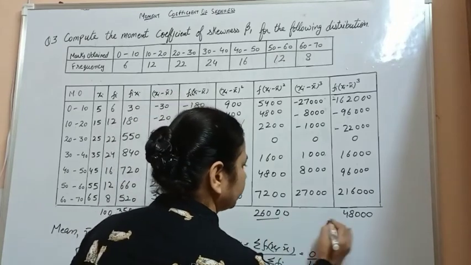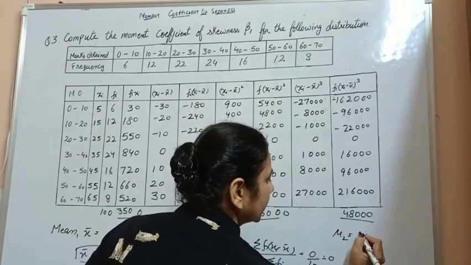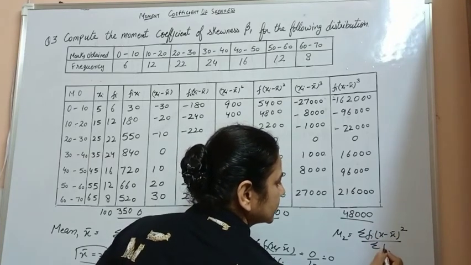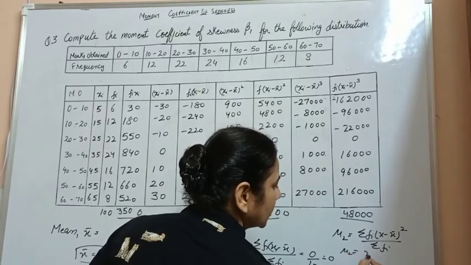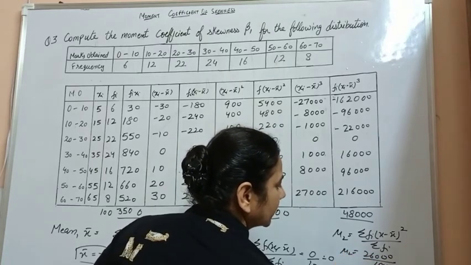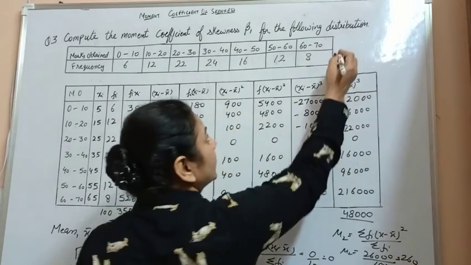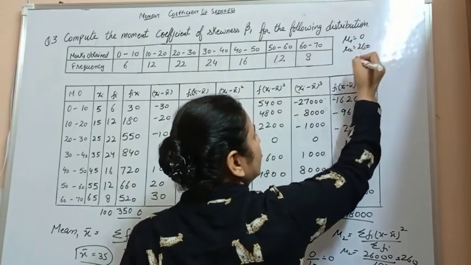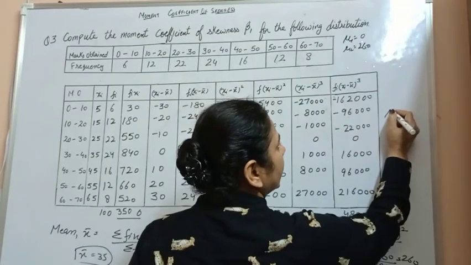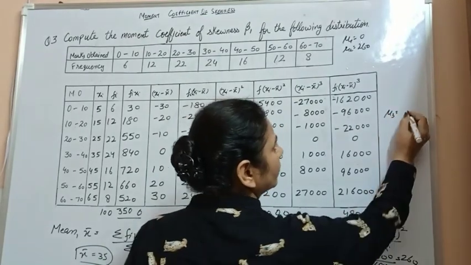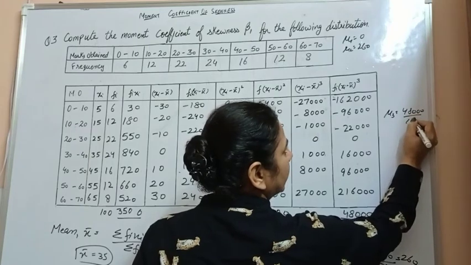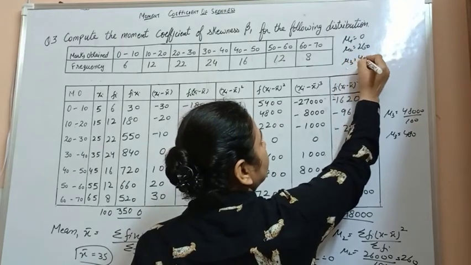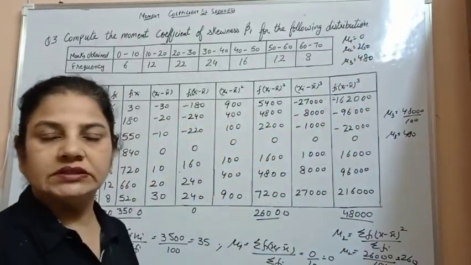For the second central moment, it is sigma Fi xi minus x bar whole square divided by sigma Fi. So substitute the value: 26,000 divided by 100 is equal to 260. So we write here that our first central moment is 0 and second central moment is 260. For the third central moment, it is the sum 48,000 divided by 100, which is equal to 480. So my third central moment is 480. So we get all three central moments.